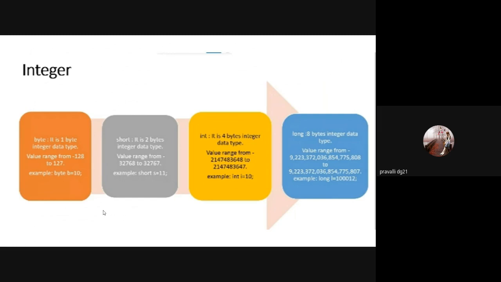Int is a 4 byte integer data type. Value range from -2147483648 to 2147483647. Example: int i = 10. Long is an 8 byte integer data type. Value range from -9223372036854775808 and so on. Here you can see all. Long is very long, it means a long type.